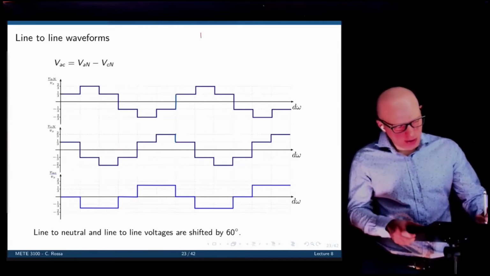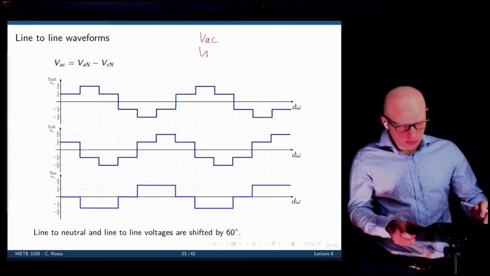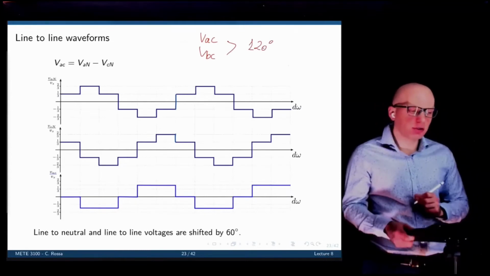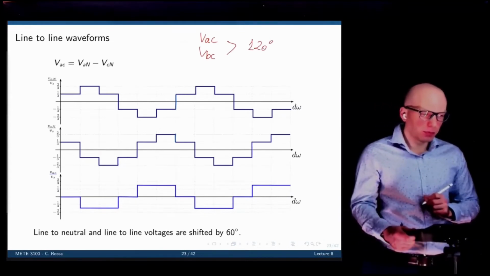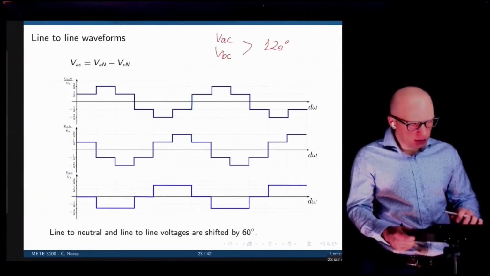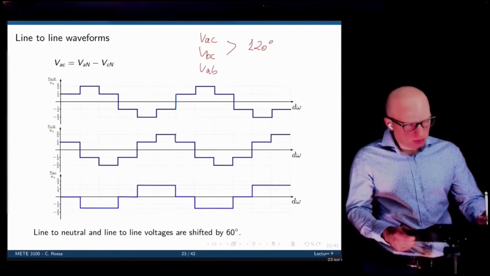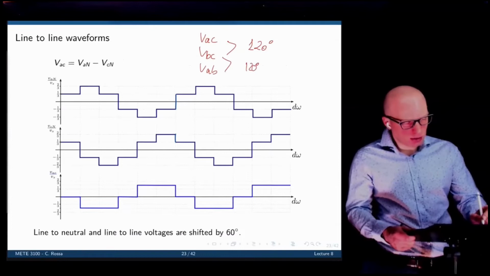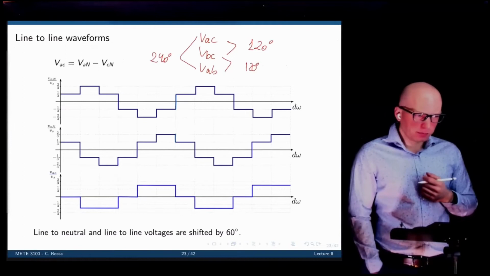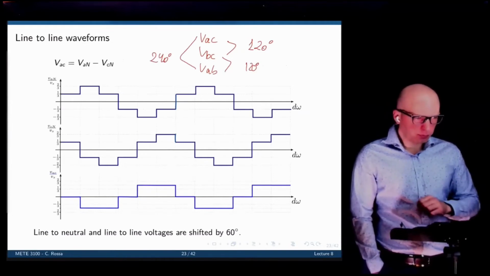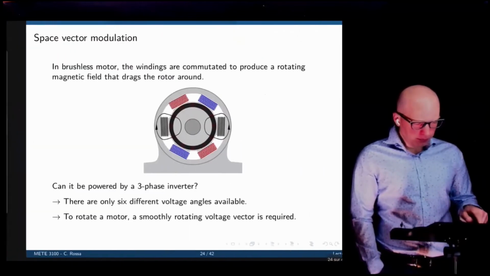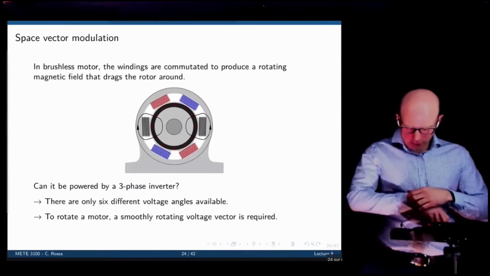Line to line. So if you look at VAC and VBC, or did we define that as VBC? These have 120 degrees phase shift. Okay, and then we look at the other one. How did you define that? VAB, VAC, and VAB. That would be another 120 degrees. And then if you compare these two, 240 degrees. Okay. And that's the ultimate goal. All right, so that's it for the three-phase inverter.